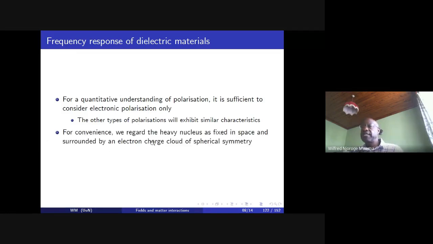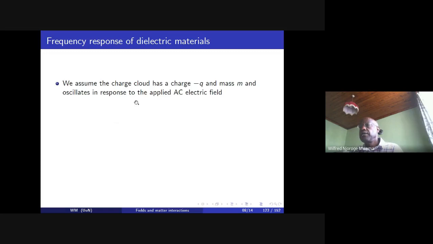For convenience, we regard the heavy nucleus as fixed in space relative to the surrounding electron charge cloud, and we assume the charge cloud has spherical symmetry. We assume the charge cloud has a total charge of minus Q. This is not the electronic charge; we are just using Q as a general amount of charge for the electron cloud, not just one electron. The mass of that charge cloud is given by M. This oscillates in response to the applied alternating current electric field.